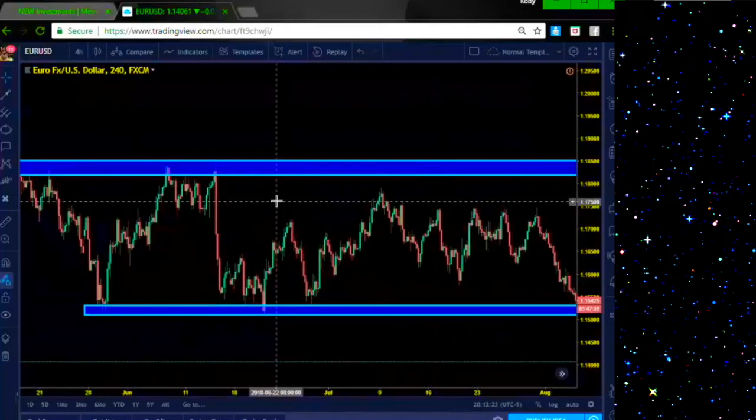And guys, I used 4 hour and 1 hour. It does not matter what time frame combination you use. You can use the daily 4 hour. You can use the monthly, weekly. You can use the 5 minute, 1 minute. It doesn't matter. And also, I used an example of support and resistance.